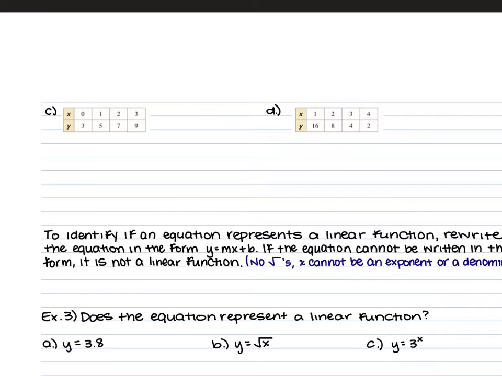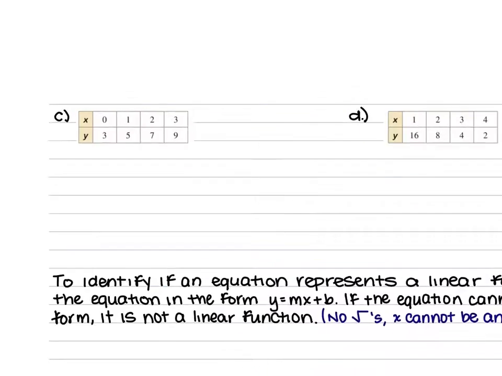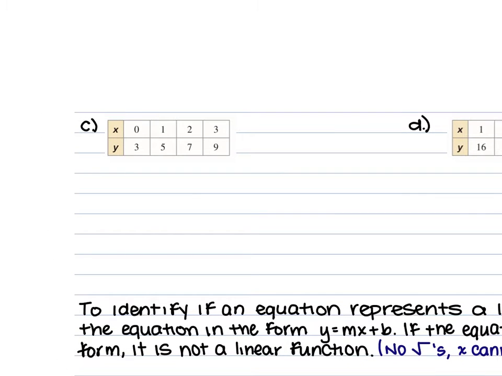For example C, our x values are 0, 1, 2, 3, so these are going up by 1. Our y values are going up by 2 for each. So this one is constant, all by 1 for your x's, all by 2 for your y's. So this one is linear.